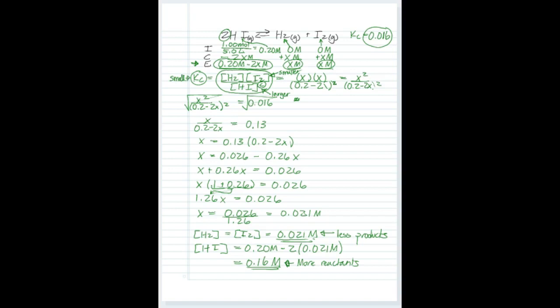And is that the case? Yes, that is the case, because we have our larger value for our reactant and our smaller value for our products. So this equilibrium favors the reactants. It's a small K, and we see that actually through the equilibrium concentrations that we have calculated.